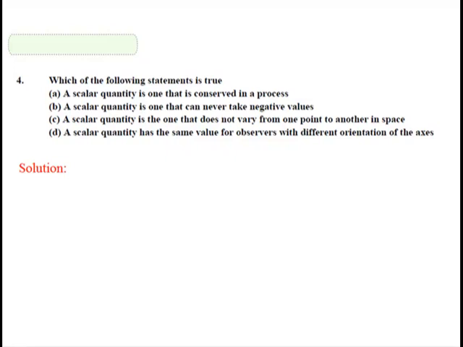Let's look at the fourth question now. Which of the following statements is true? So you have to pick the right option. A scalar quantity is one that is conserved in a process. Is it right? No, I don't think so, because there are several quantities which are not scalars but still they are conserved. Like, for example, momentum. Momentum is a vector but it is conserved. The law of conservation of momentum, you must have studied. So option A is not right.